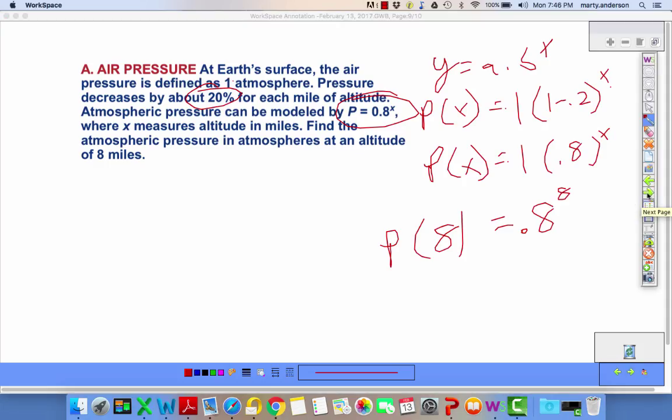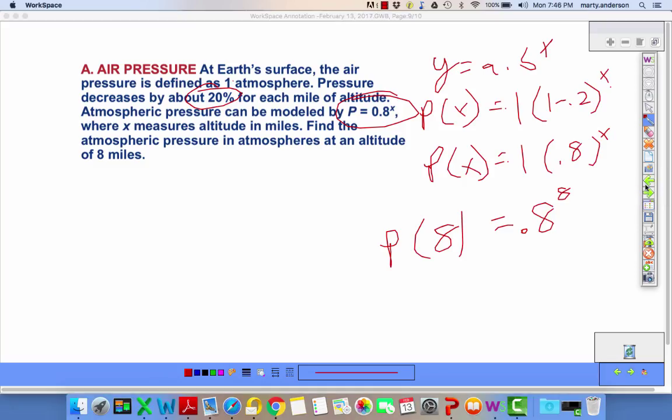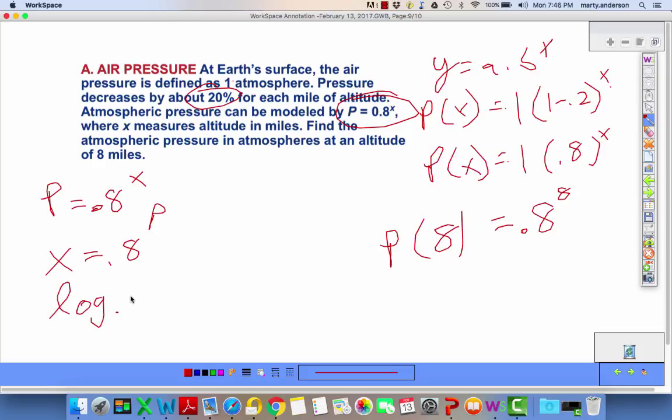The next one, they kind of show you how to do it. They want you to do the inverse. If you have p equals 0.8 to the x, if you want the inverse, then it's x equals 0.8 to the p, but we want to solve for p, so we have to do the log. So I have log with a base of 0.8 of x equals p. 0.8 to the p equals x. So all they're looking for is you to transform that.